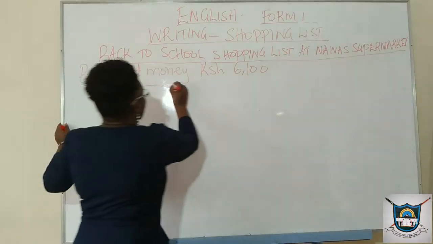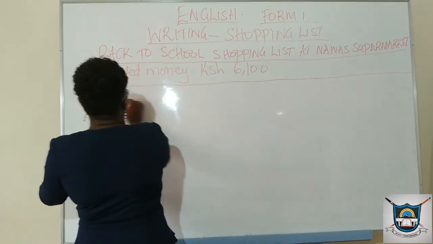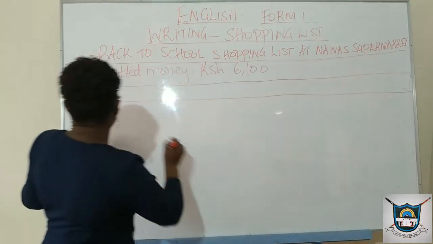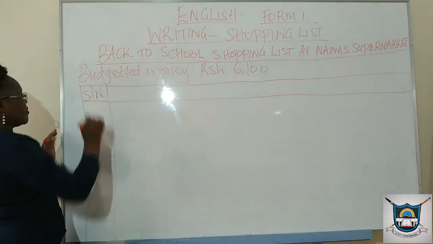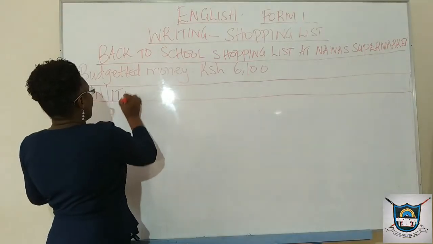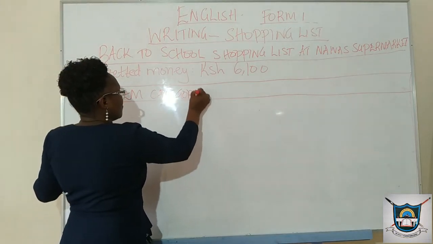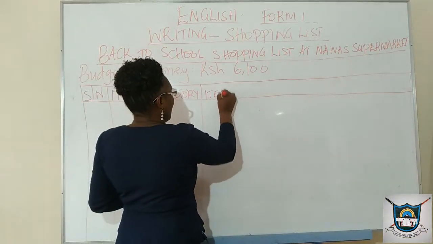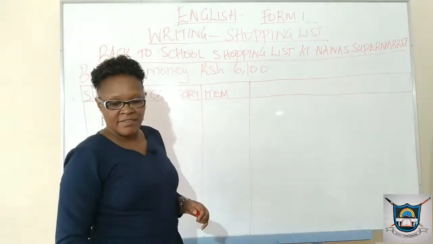So we draw a table where we are going to have rows and columns. The first column will be the serial number. Then we are going to have the item category. Then after the item category, we have the item now, the item itself. After the item, we have description.